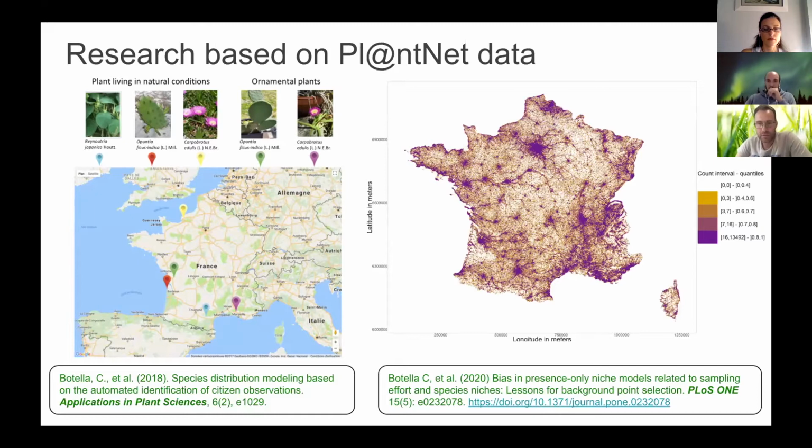This is just some very brief examples of the kind of research that is being performed on PlantNet data. On the left, there was a study related to invasive species and to study some new invasions, because PlantNet is really reactive. It's a system that is very fast, and so it is capable of detecting some new invasions. And on the right, it was more a fundamental research work in ecology, using PlantNet data to study species distribution and the interactions of species between them.